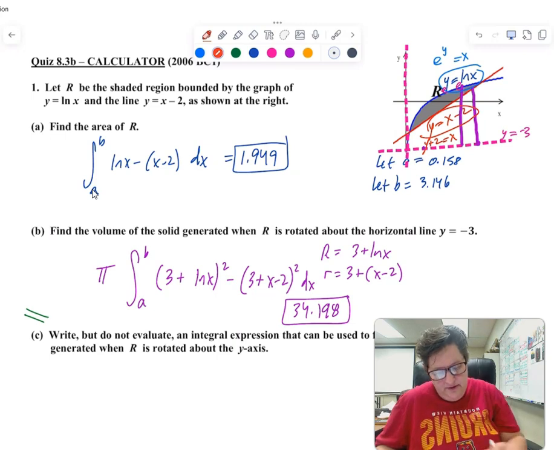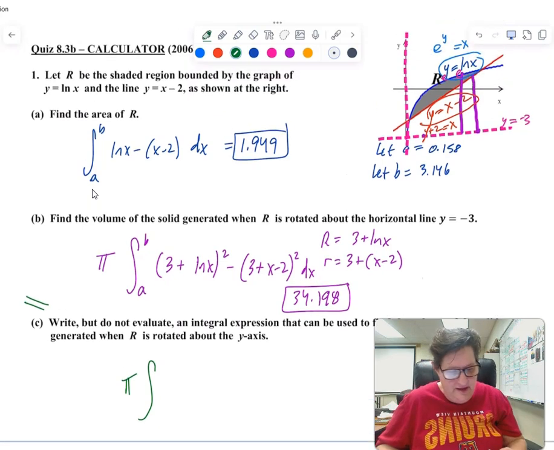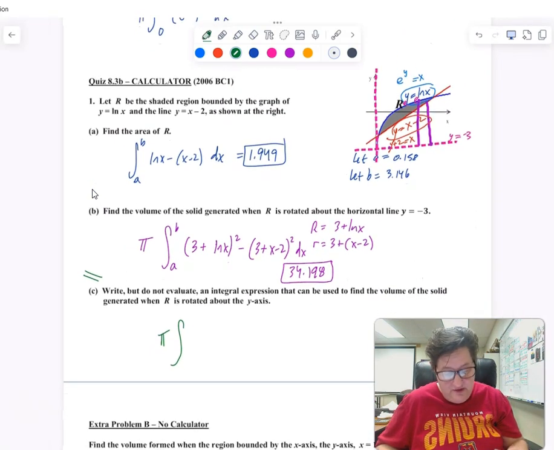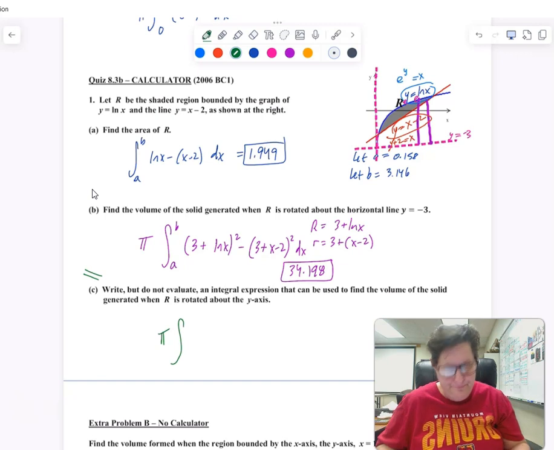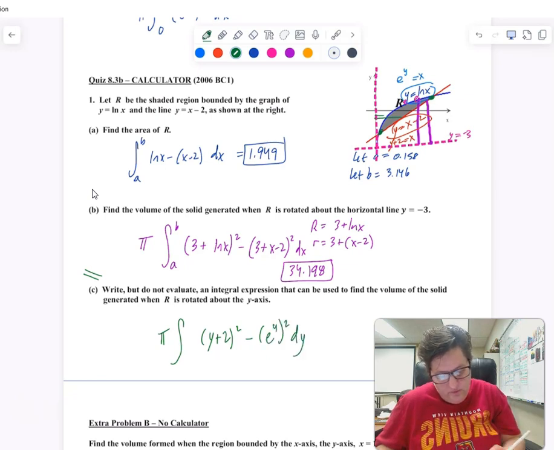Okay? Now it's still a big R minus a little r. And I actually can't use a and b anymore because I have to switch the x and y coordinates. All right? So I got to go find new coordinates. That's a little annoying. All right. And then I have to go... The line is now the furthest one away. So it's y plus 2 squared minus, and then the curve, e to the y squared, dy.